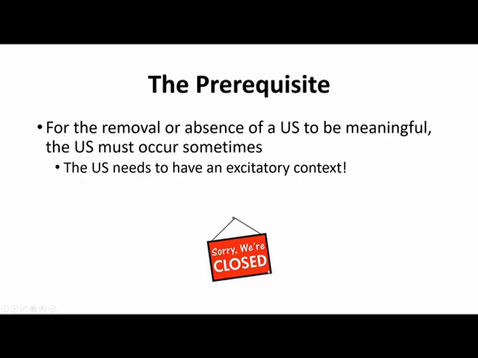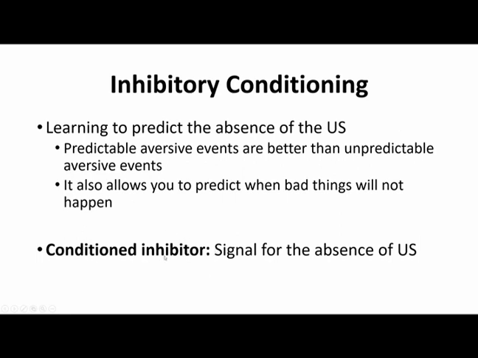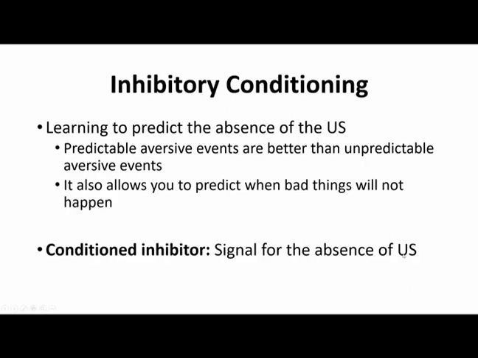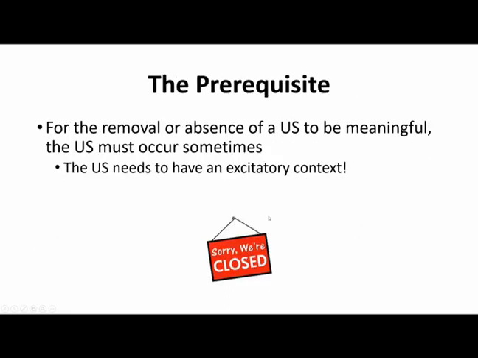If it's on the door of a restaurant that's been decommissioned and abandoned, then that sign isn't telling us anything, and it doesn't serve as a conditioned inhibitor because there isn't a time when this restaurant is actually open. So this serves as a conditioned inhibitor. It signals the absence of our usual unconditioned stimulus of the restaurant being open because the restaurant is usually open. So that's the excitatory context, is that the restaurant is usually open unless this sign is up.